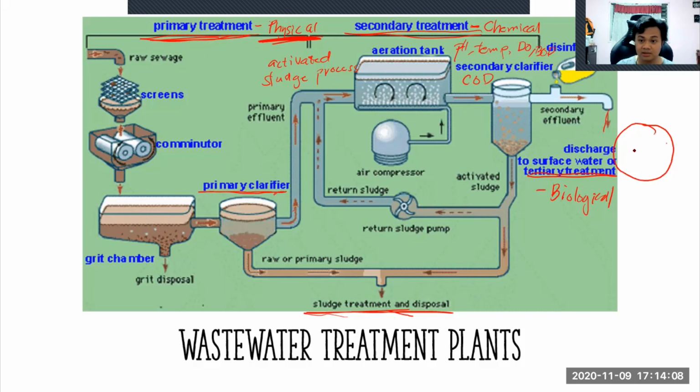It cannot support life, right? So you will have to make adjustments here for the DO to be higher, so that it will support life in the body of water that you are throwing the wastewater to. Yeah. So that's how it is.